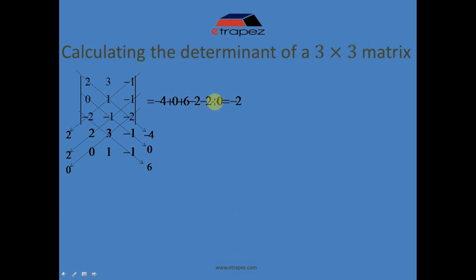I'm summing all these numbers now. -4 plus 6 is 2, -2 is 0, -2 is -2, and that is the result. The result came out to -2. This determinant of the matrix is equal to -2.